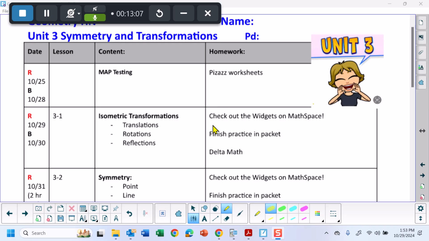Today we are starting in a unit called Symmetry and Transformations. Today we're going to talk about translations, rotations, and reflections. There's some pretty cool widgets on MathSpace that I'm going to show you. You're going to finish the practice in the packet, and then you're going to work on Delta Math. There are 3 separate Delta Maths, one for translations, one for rotations, and one for reflections. So make sure that you pop open all 3.